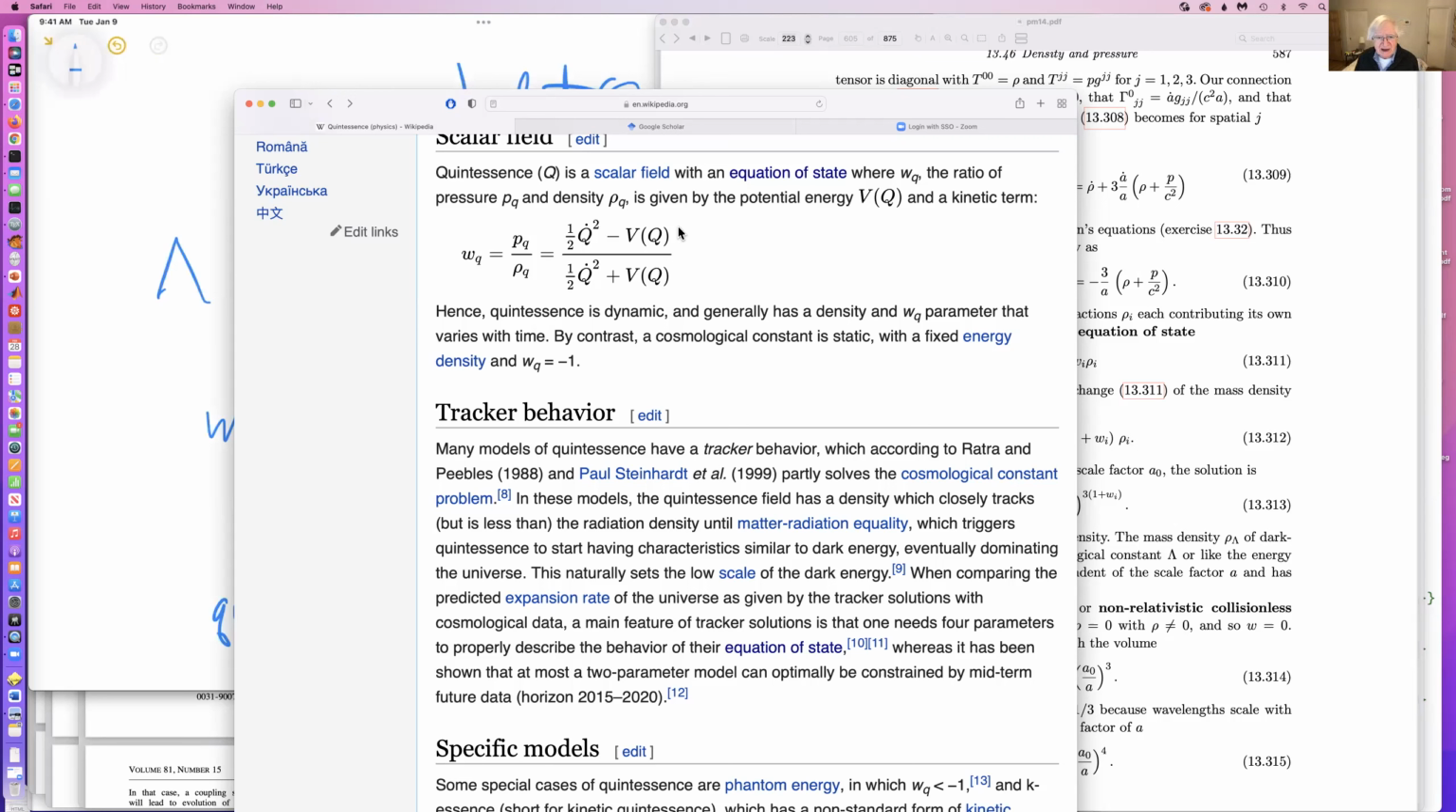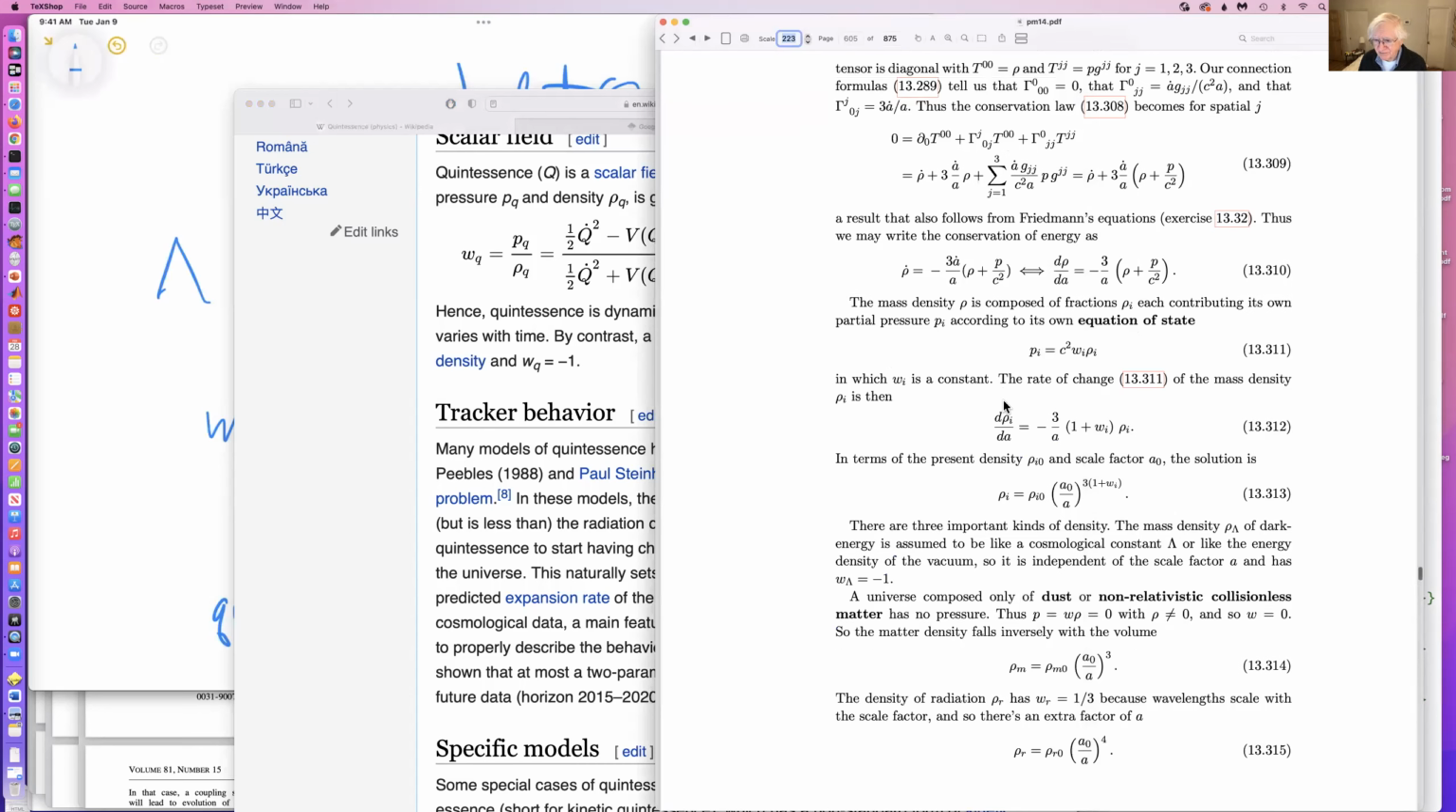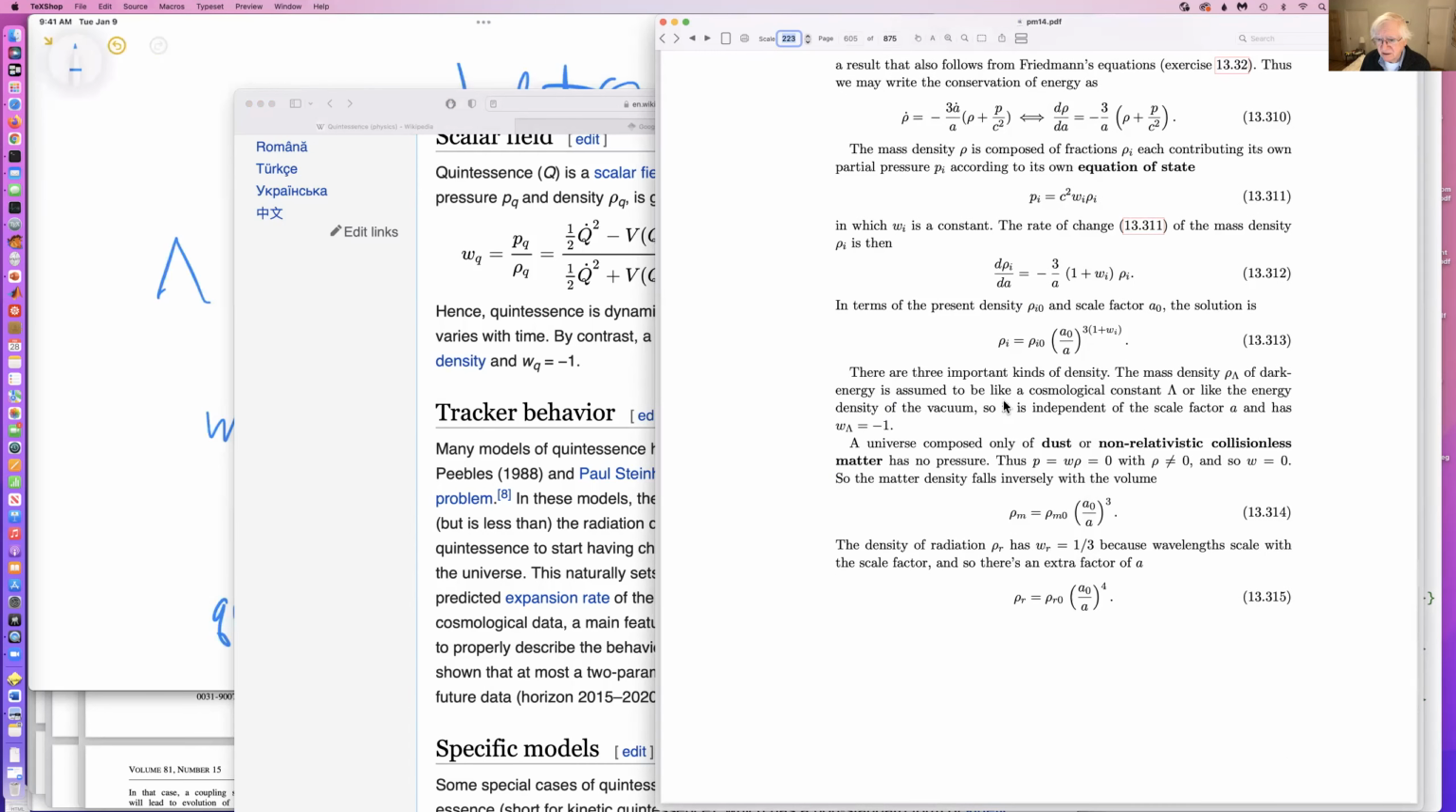And so you see what can happen here is if this is entirely potential energy, then this W goes to -1, and that gives you the properties of dark energy, and that's explained here. A mass density that behaves like a cosmological constant is one that's independent of the scale factor, and that's W equal to -1.